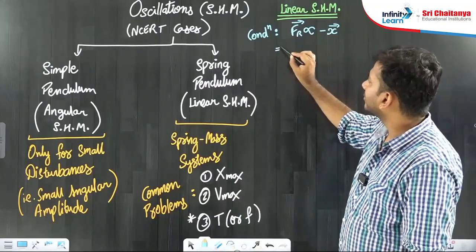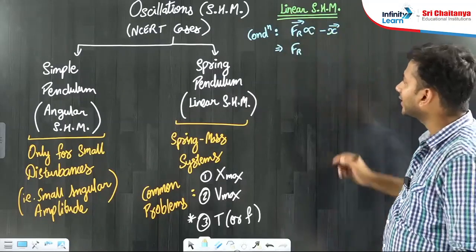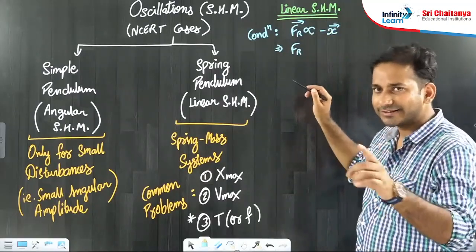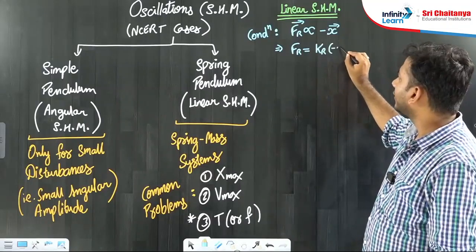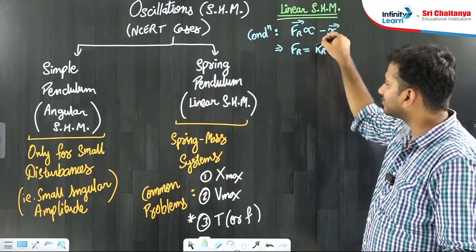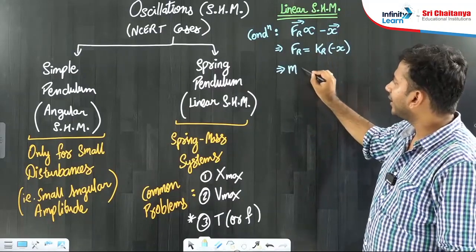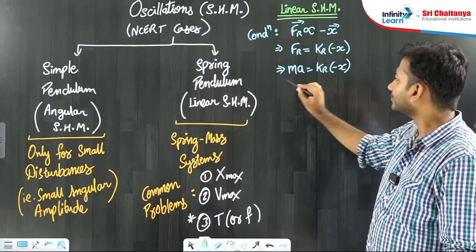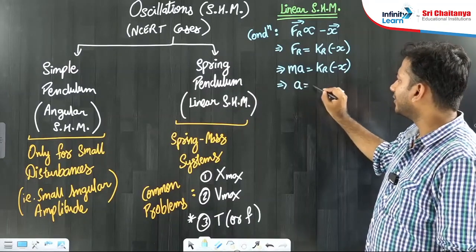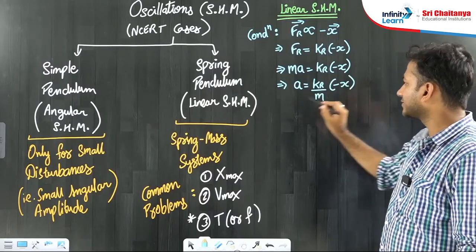Similarly, if you convert the proportionality into an equation, I'm just ignoring writing the vector sign again and again, but you have to remember that yes, we are dealing with vectors here. So it is kr, the restoring constant, into minus x. You remember that. So this can be m a, that will be kr into minus x. This a will be equal to kr by m into minus x.